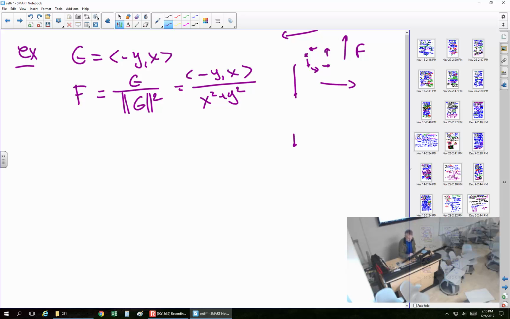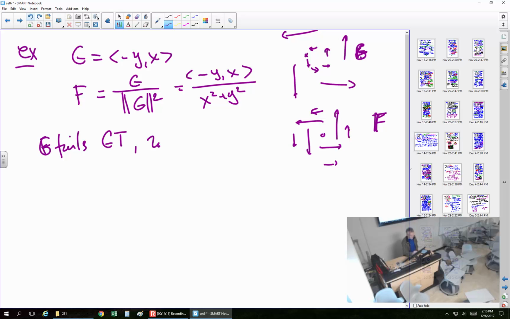And here it actually gets longer, like this. In the middle it will be running really fast, so I don't even want to put it here. This is my G and this is my F. Now let's recall what we have learned: G fails the gravity test, so its rotor is not zero. However, F passes the gravity test, and we did carry out this computation. Its rotor is equal to zero.